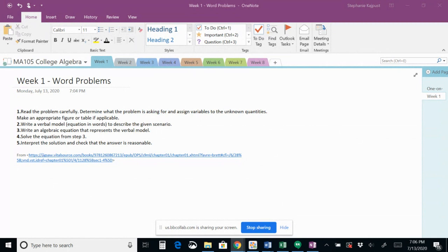Make a picture, a figure or table if possible. I do that whenever possible because I find I'm a visual person, so that kind of helps me work through the material and the problem.